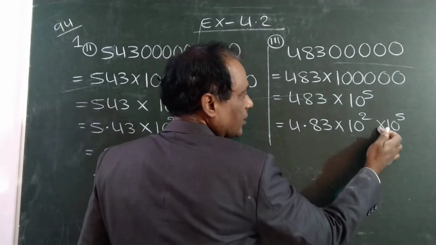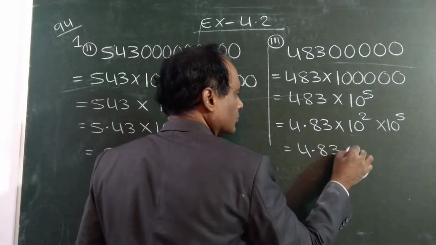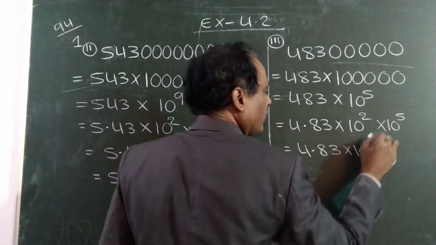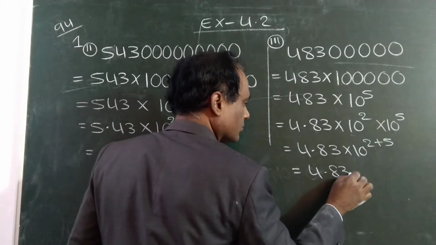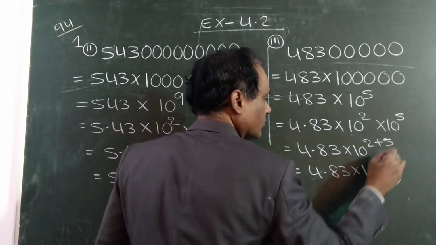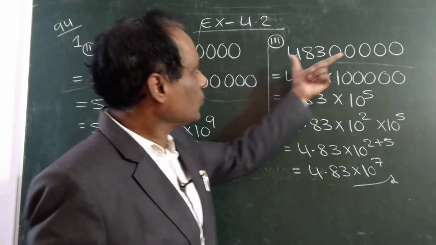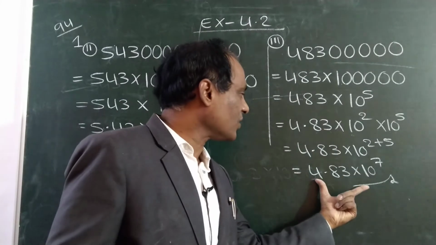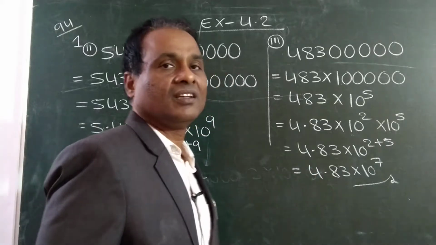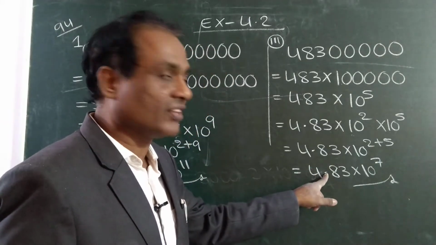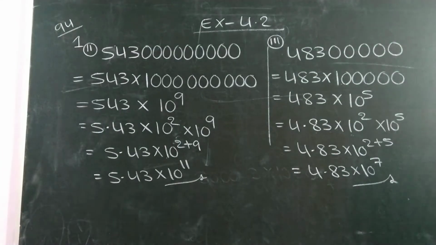Bases are the same, and in multiplication the powers are added: 2 plus 5 is 7. This is the standard form. The usual form is changed into standard form. Standard form means the decimal should be immediately after one digit. That is called standard form. Following or not?